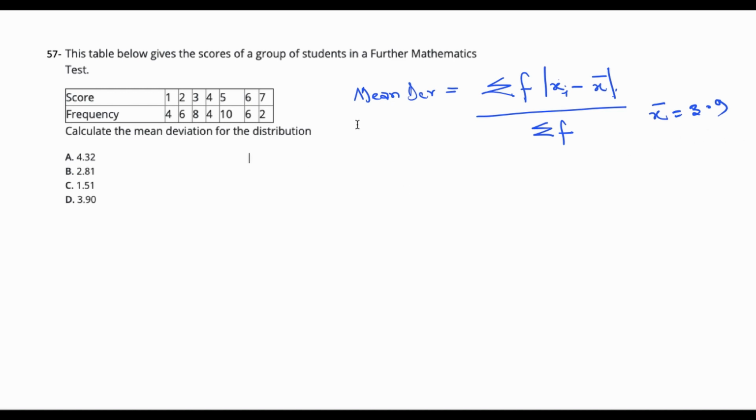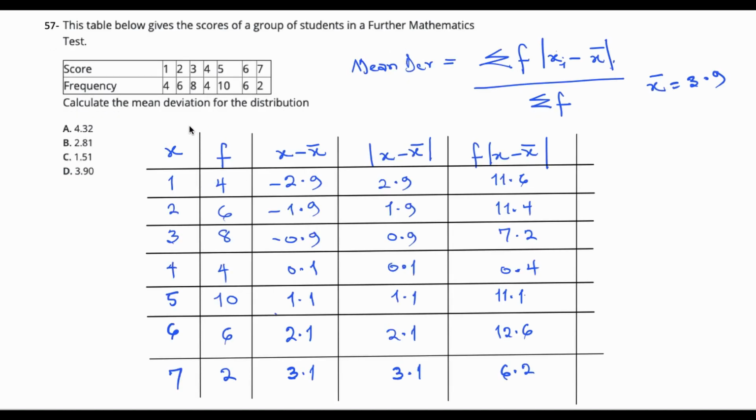And let's get rid of all this. Now to calculate the mean deviation, I think we should just go ahead and form a table to avoid confusion. And the table looks like this. Now in this table, our x's are what we have highlighted here. Those are our scores, 1, 2 to 7. And these are our frequencies.